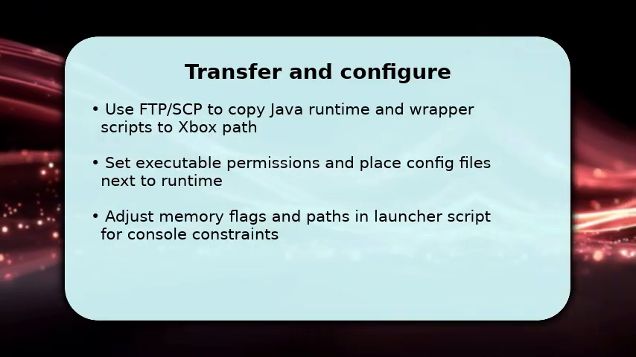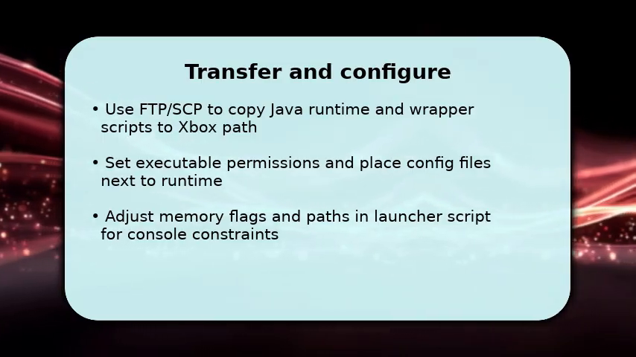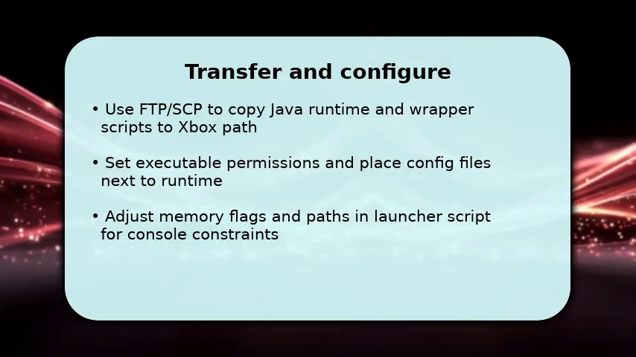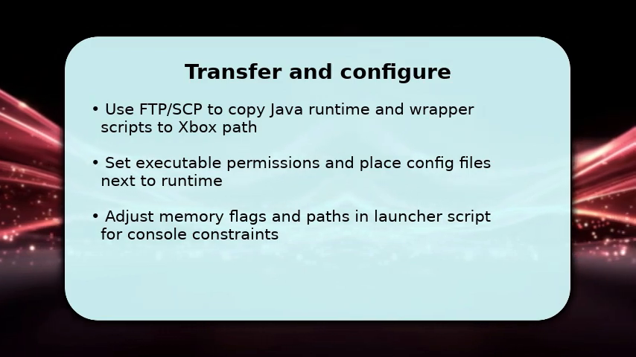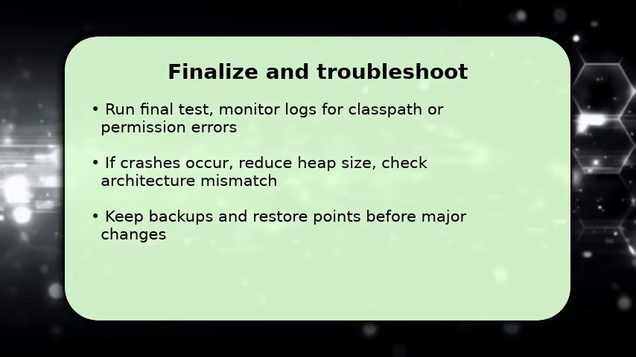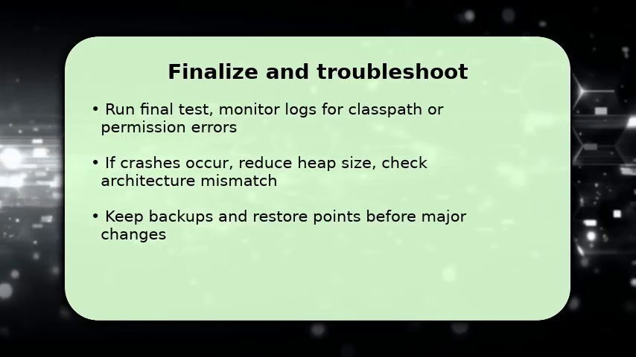Next, edit the launcher to lower memory flags and CPU threads to match Xbox One limits. This prevents crashes. Finally, test launch a minimal Java program to confirm the runtime starts without errors. You finish by running a full test of your Java app and watching logs for class path or permission errors. Those logs tell you why startup failed.